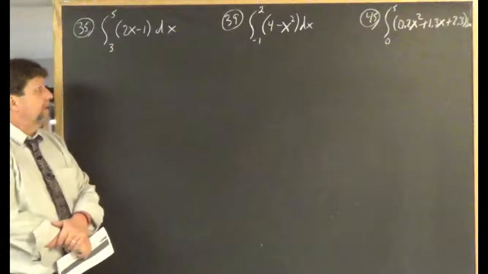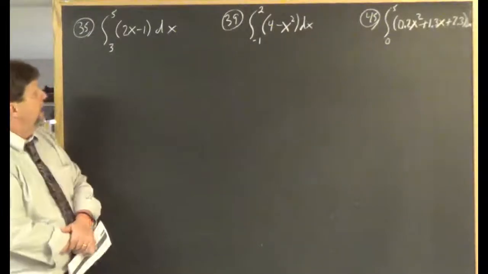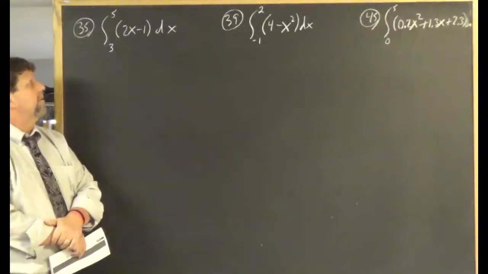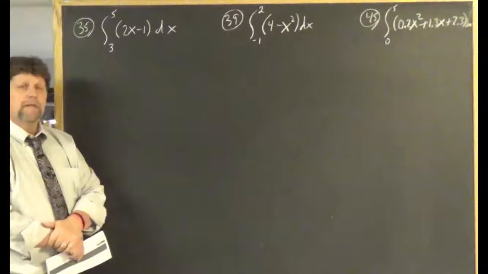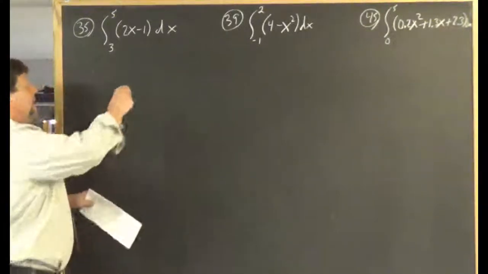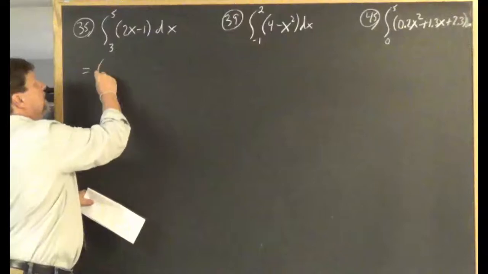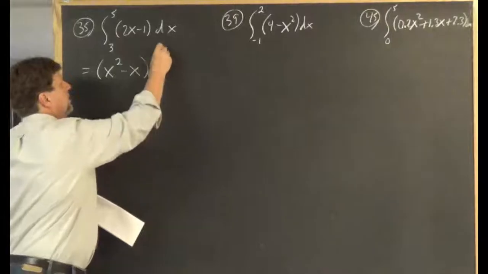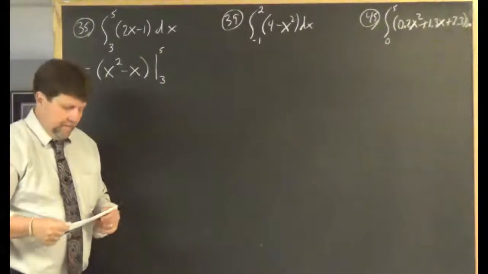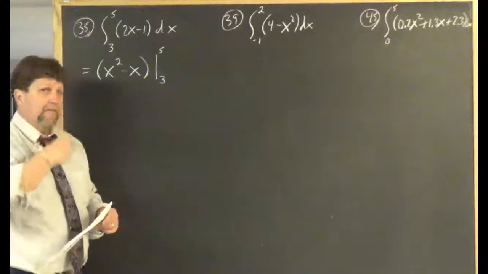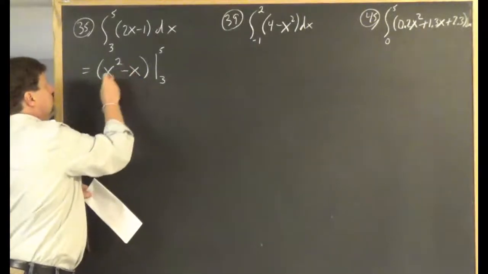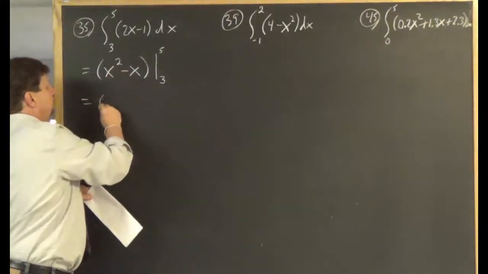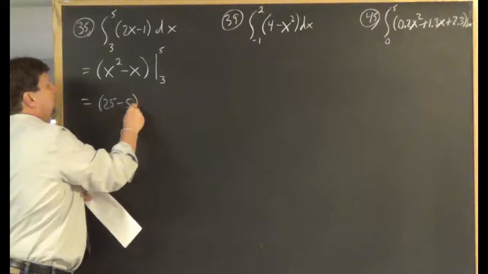Let's make sure that you got numbers 35, 39, and 45 correct. So number 35, integrating from 3 to 5, 2x minus 1 dx. So I get an antiderivative for 2x minus 1. The antiderivative is x squared minus x. So I have to evaluate that from 3 to 5. So remember when I evaluated from 3 to 5, the 5 comes in first. So when I put the 5 in, I get 5 squared minus 5. So that's 25 minus 5.